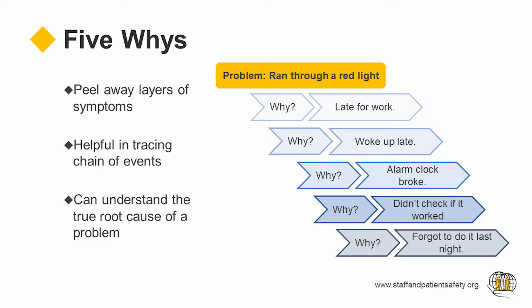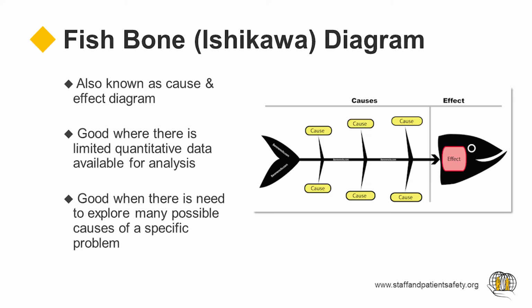Moving on to the fishbone or Ishikawa diagram, it is used to graphically identify and organize all the contributing root causes of a problem. The fishbone approach helps focus problem solving and reduce subjective decision making. It is particularly useful when the analysis is done in a group setting, such as in M&M meetings. It works in situations where there is very little quantitative data available for analysis. It is also great when there is a need to display and explore many possible causes of a specific problem.